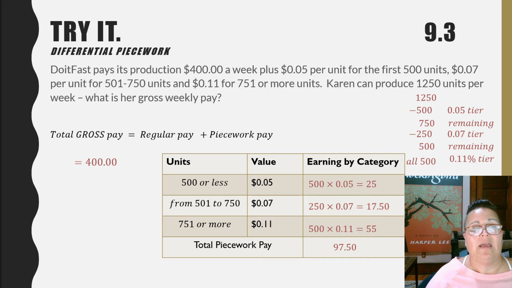So her regular pay was $400. Her piecework pay is $97.50. So she's going to get a total gross paycheck of $497.50.